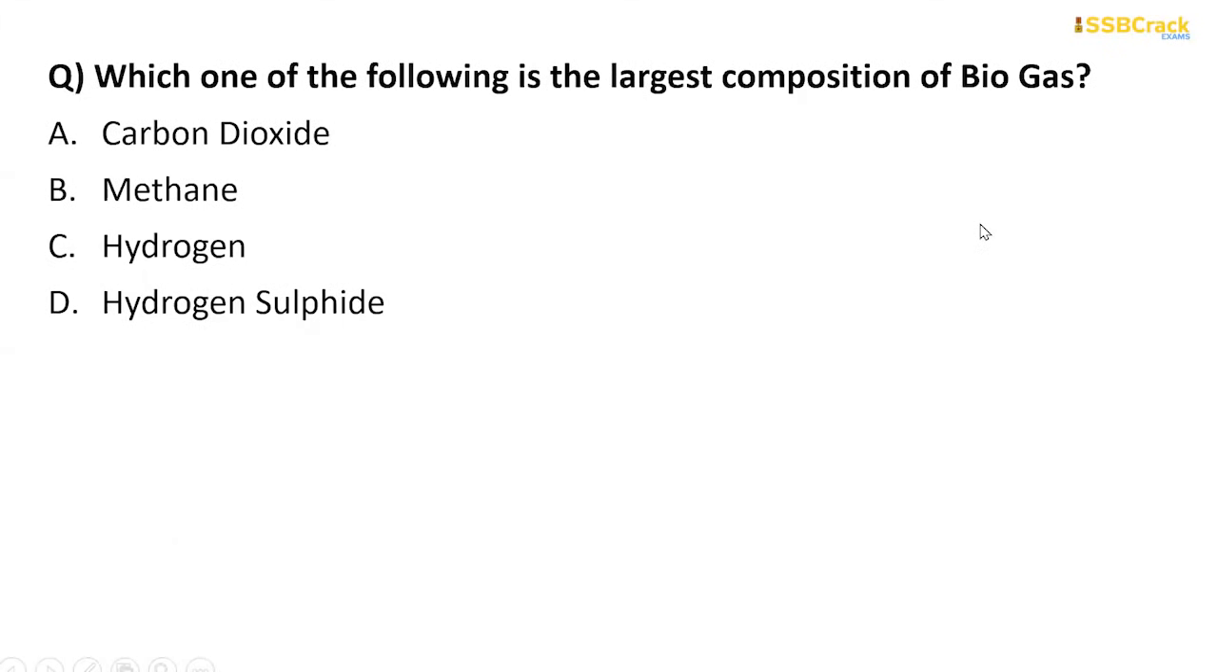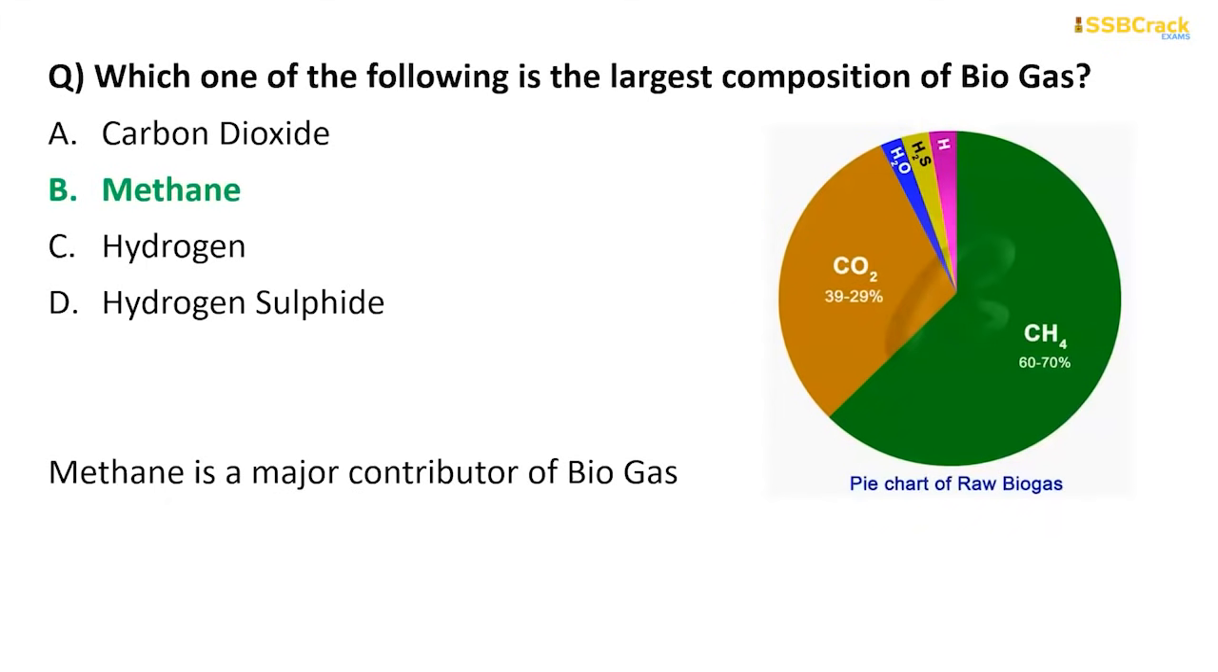The first question is, which one of the following is the largest composition of biogas? So we all know biogas consists of many gases which are used as a fuel, but the question here is asking for the largest composition. So we have carbon dioxide, methane, hydrogen, and hydrogen sulfide. The correct answer for this question is methane. If you can see the composition here, methane can vary from 60 to 70% of the biogas, which is followed by carbon dioxide. So please remember the second most contributor to the biogas as well, as it can be asked in the exams to come.